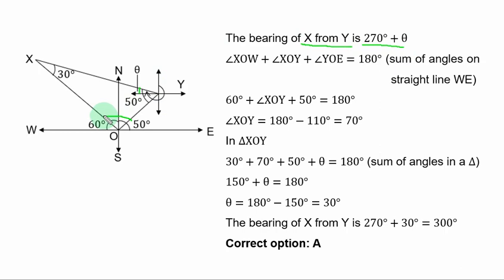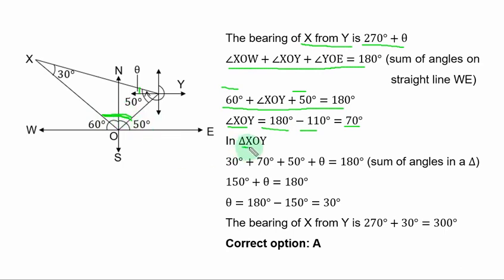We need this angle so that we can get theta. On the line WE, if you add the 3 angles, the sum is equal to 180 degrees. You replace 2 of the angles with what they stand for. Then SOY is equal to 180 degrees minus the sum of 60 degrees and 50 degrees, which is 110. When you subtract, you have 70 degrees. So this angle is known.